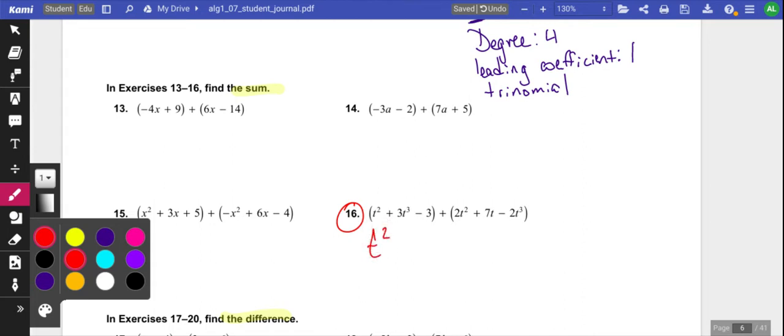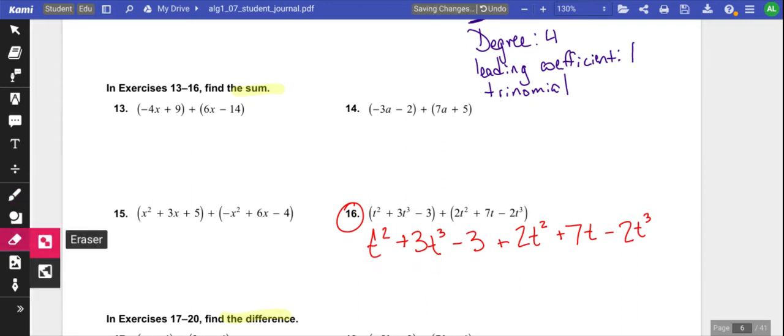2 squared plus 3t cubed minus 3. And then I've got this positive 2t squared plus 7t minus 2t cubed. All right. So all I need to do here is combine like terms. I'm always going to remember if I have different exponents, that's not a like term. I can't combine this t squared and the 3t cubed, because those aren't like terms. They have different exponents.